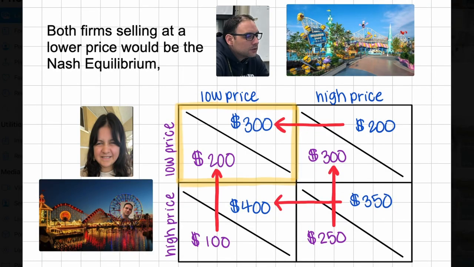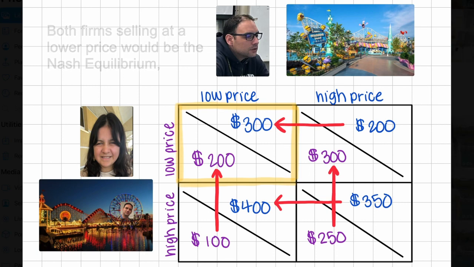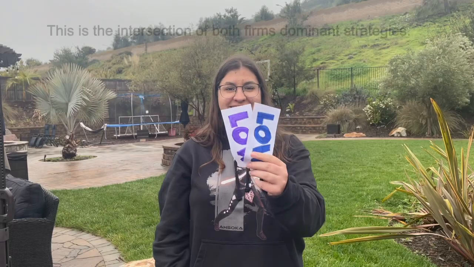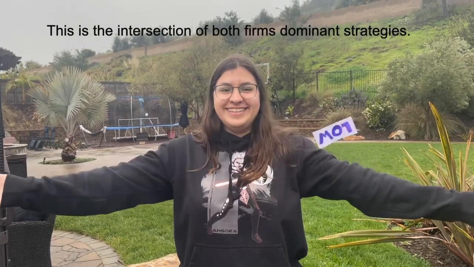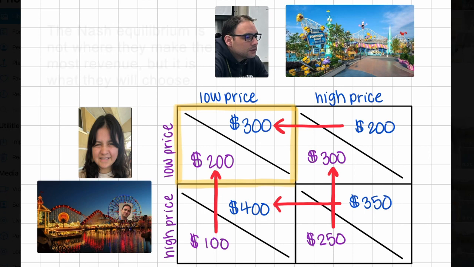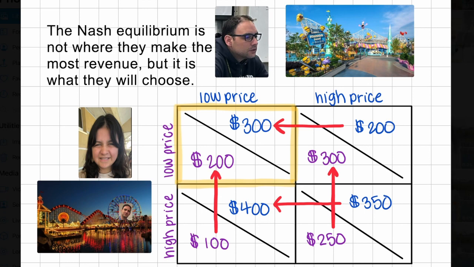Both firms selling at a lower price would be the Nash equilibrium because it is the spot where neither firm has an incentive to sell at a different price. This is the intersection of both firms' dominant strategies. If the firms agreed to both sell at a higher price, they would both make more. The Nash equilibrium is not where they make the most revenue, but it is what they will choose.